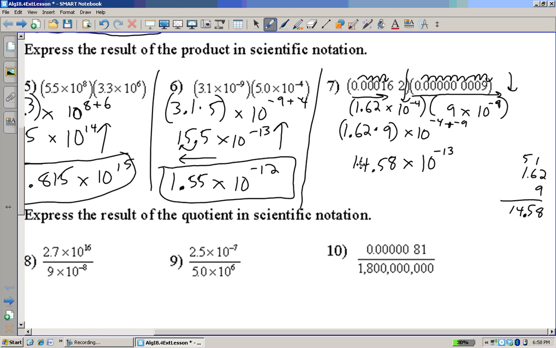Again, we have two non-zero digits to the left. We need one. So we're going to move it to the left, which will mean that we're going to move up towards ground zero. So 1 and 458 thousandths times 10 to the negative 12th power. And there we go.